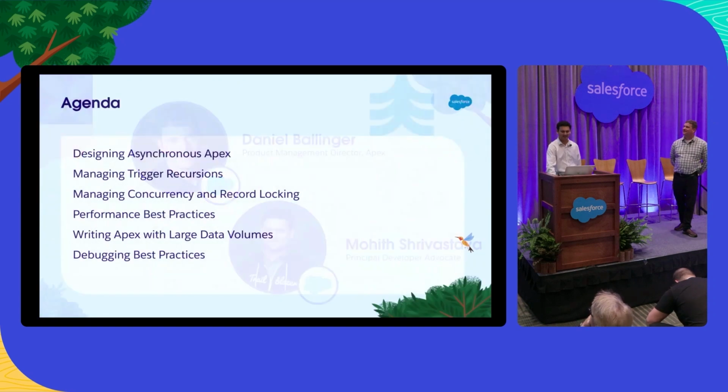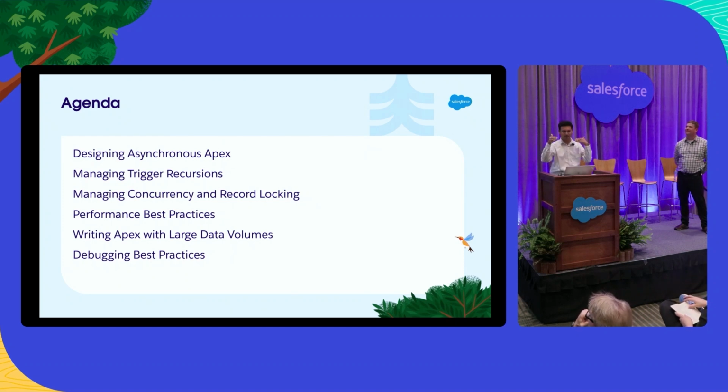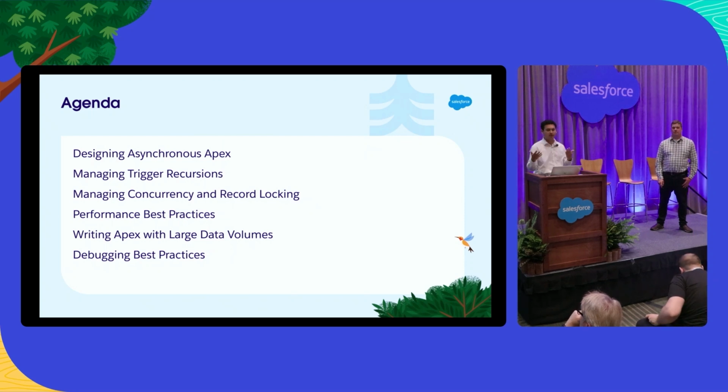What would be our agenda today and what we'll be focusing on? We only have 45 minutes, so it's always a hard choice to pick which topics we're going to talk about. Today we're going to look at designing asynchronous Apex. We'll talk about batch Apex, queueables, platform events, how to design them, what considerations you'll have to take on our platform when using them, and triggers.